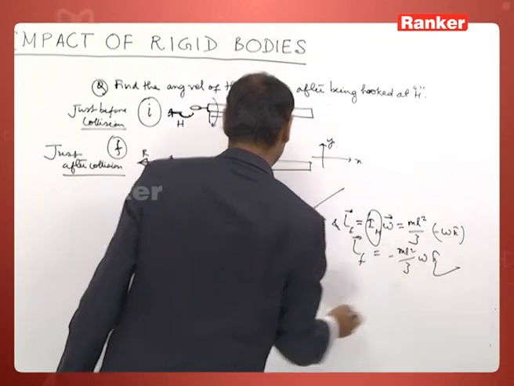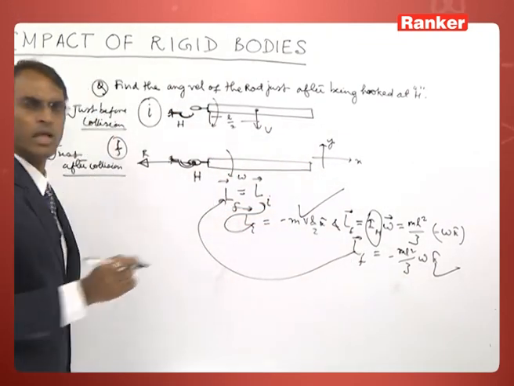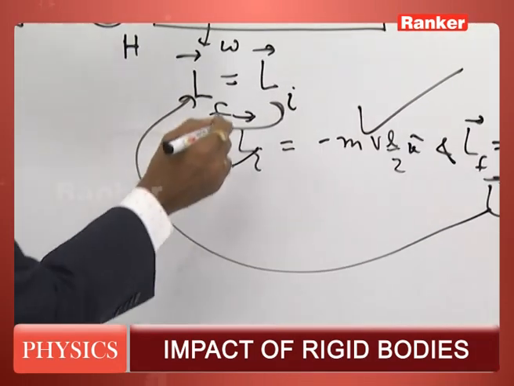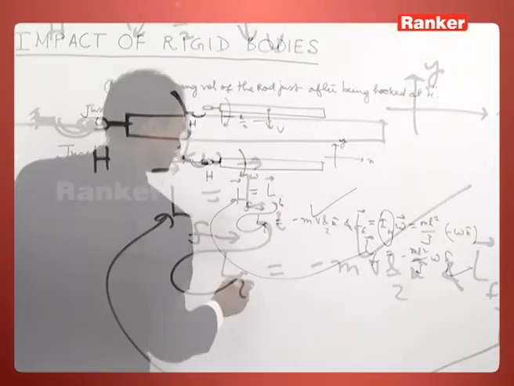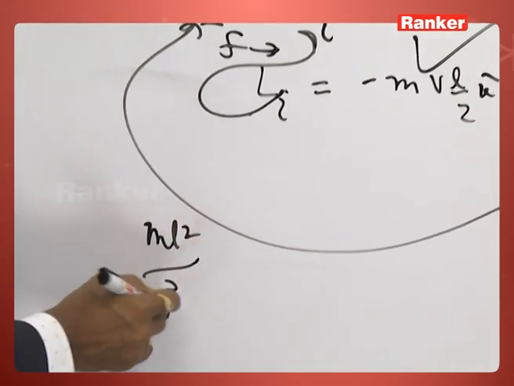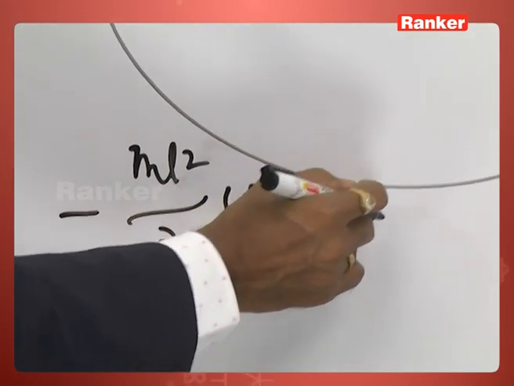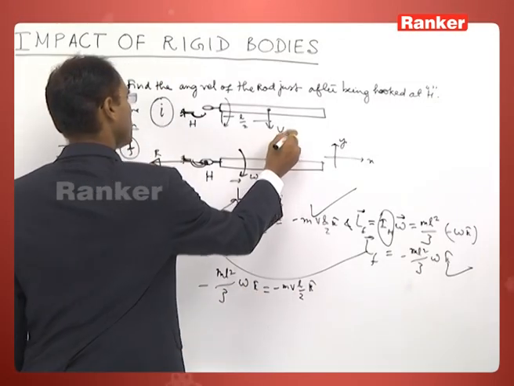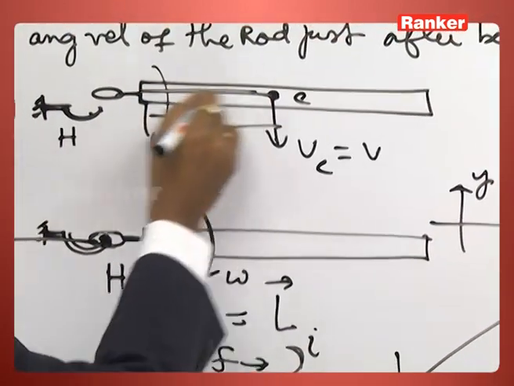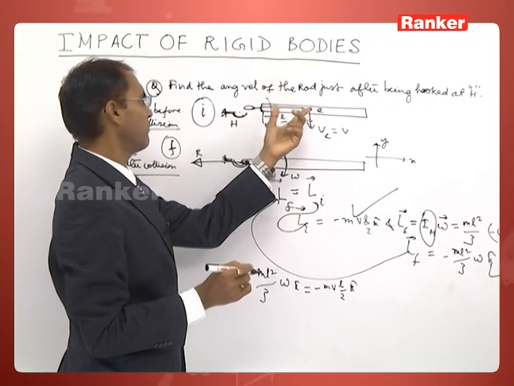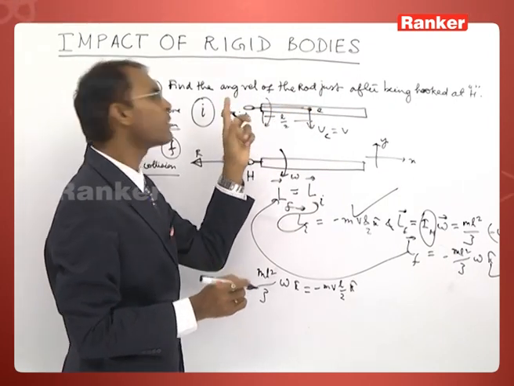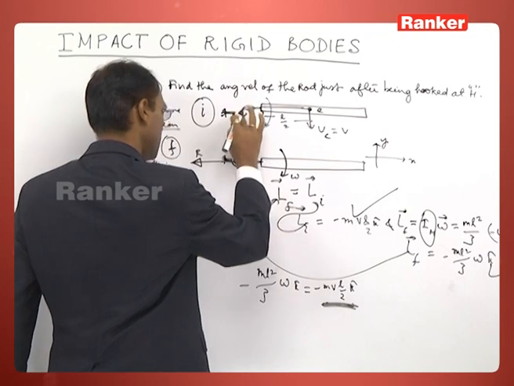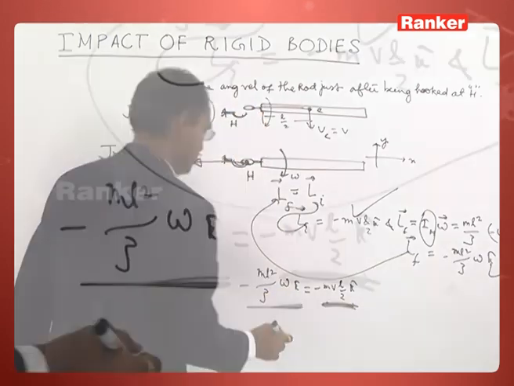You get Li, you get Lf. Substitute these two values in the equation of conservation of angular momentum to find the angular velocity of the rod just after the collision. That is, ml square by 3 into minus omega is equal to minus mv L by 2. The velocity of the center of mass is v, and the center of mass is at a distance of L by 2 from this point. So mv L by 2 is the angular momentum of the center of mass, the orbital angular momentum; the spin angular momentum will be 0. This is the total angular momentum of the rod just before the collision, and this is the total angular momentum just after the collision.